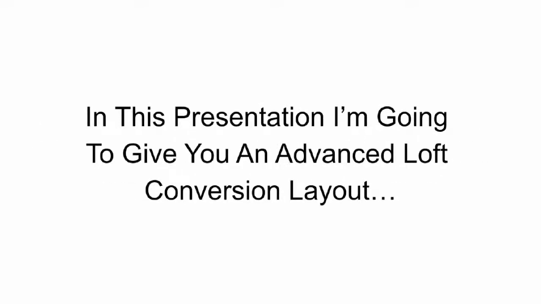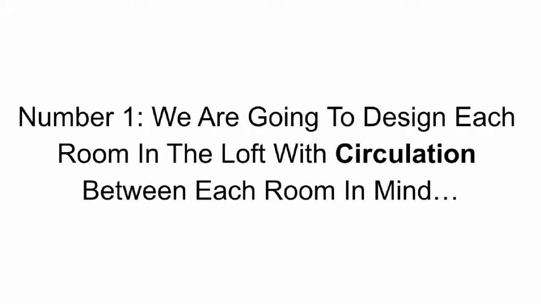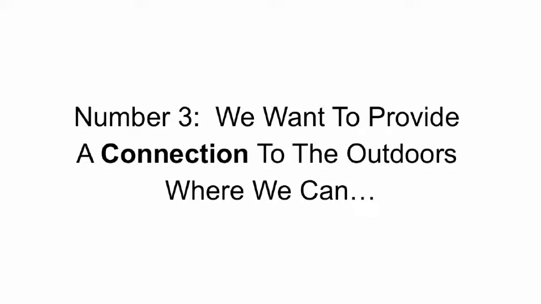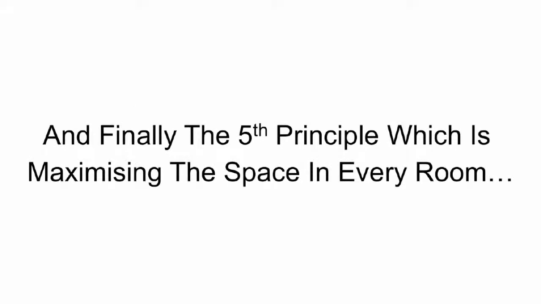In this presentation, I'm going to give you an advanced loft conversion layout, and to get the most from your loft conversion, we're going to utilise the following 5 principles. Number 1, we're going to design each room in the loft with circulation between each room in mind. Number 2, we're going to get as much natural light and ventilation into the loft as we can. Number 3, we want to provide a connection to the outdoors where we can, although direct access to the front or rear garden isn't usually an option from the loft. Number 4, we're going to try and make each room multifunctional where possible. And finally, the 5th principle, which is maximising the space in the loft. We're going to try and use every square foot of space where possible, and with this advanced loft layout, we'll be taking this to the limit.